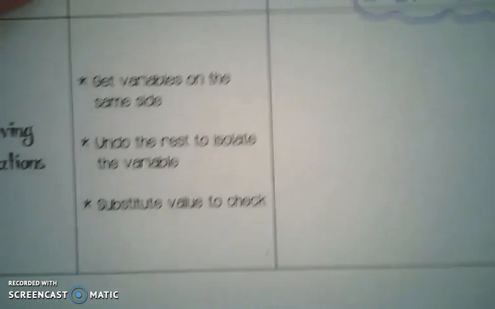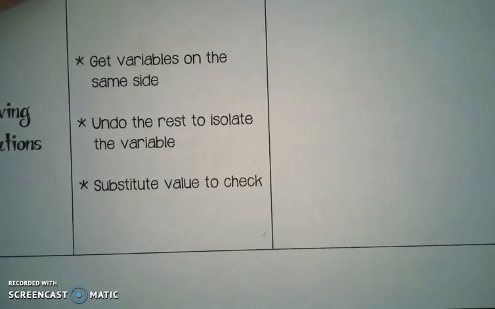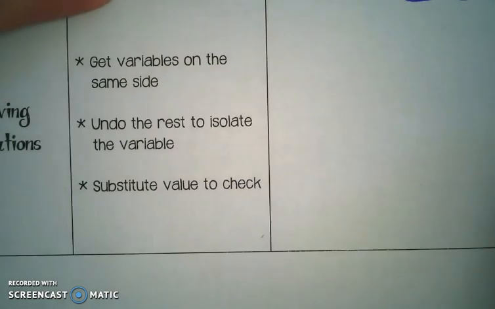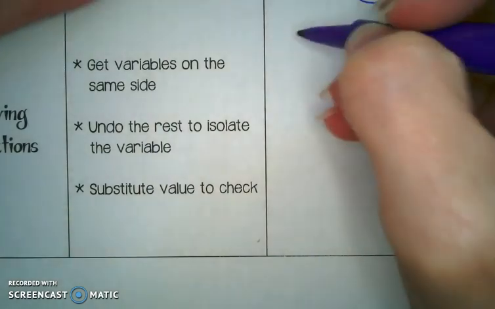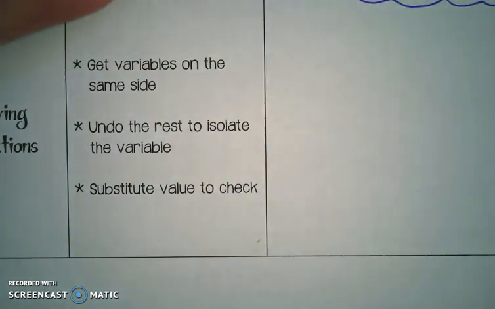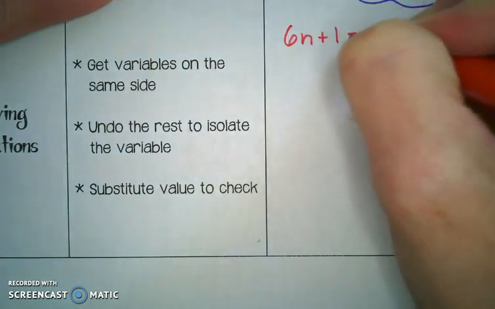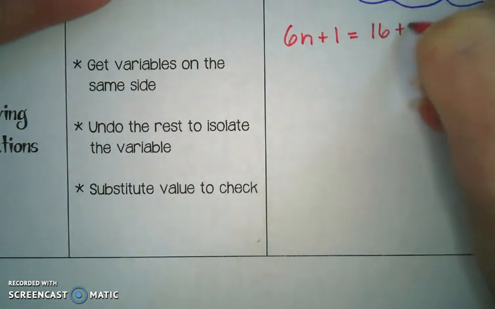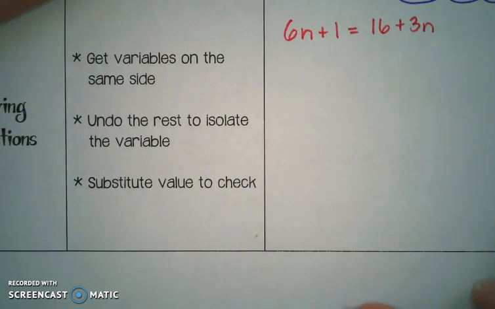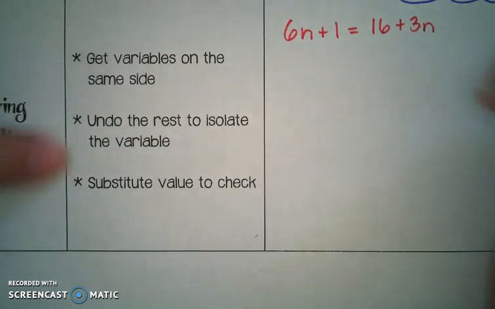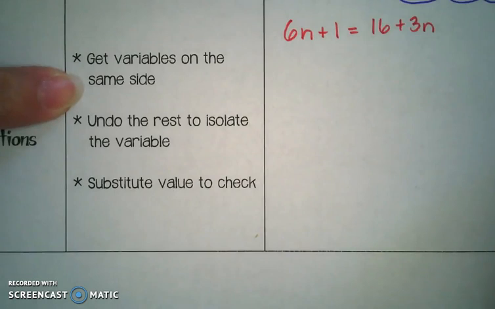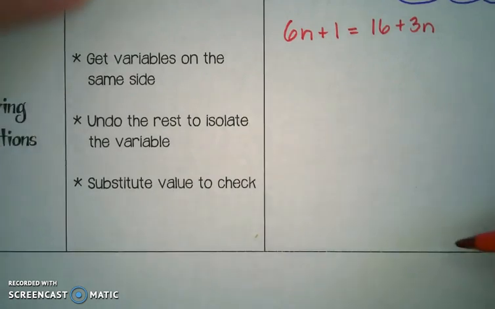All right, looking at equations. So we've done equations a couple of times. Let's say we have 6n plus 1 equals 16 plus 3n. Again, if you need to pause the video to get the information written down, please do. We have to get the variables on the same side. I usually do that first. And then we're going to undo the rest so that the variable is alone.